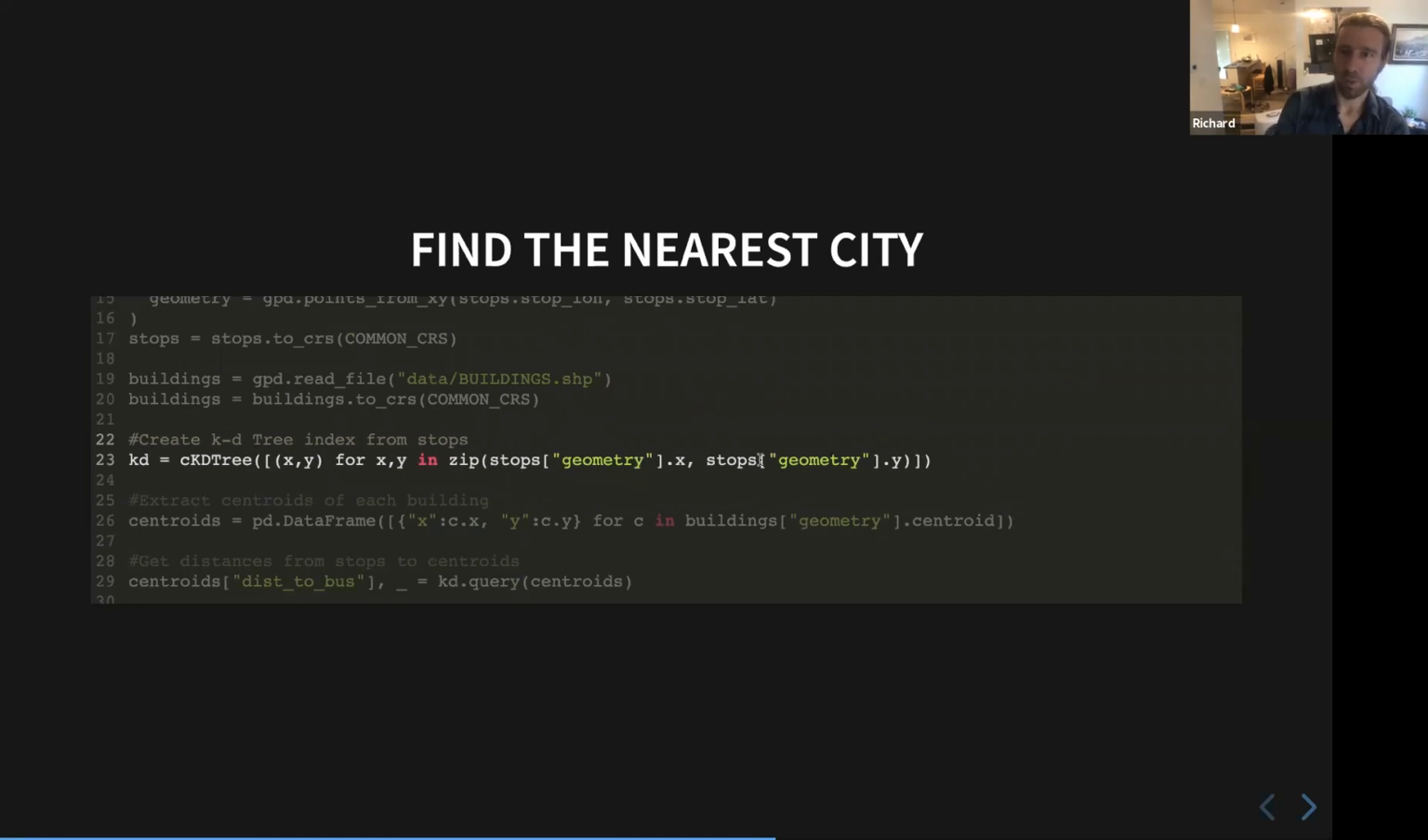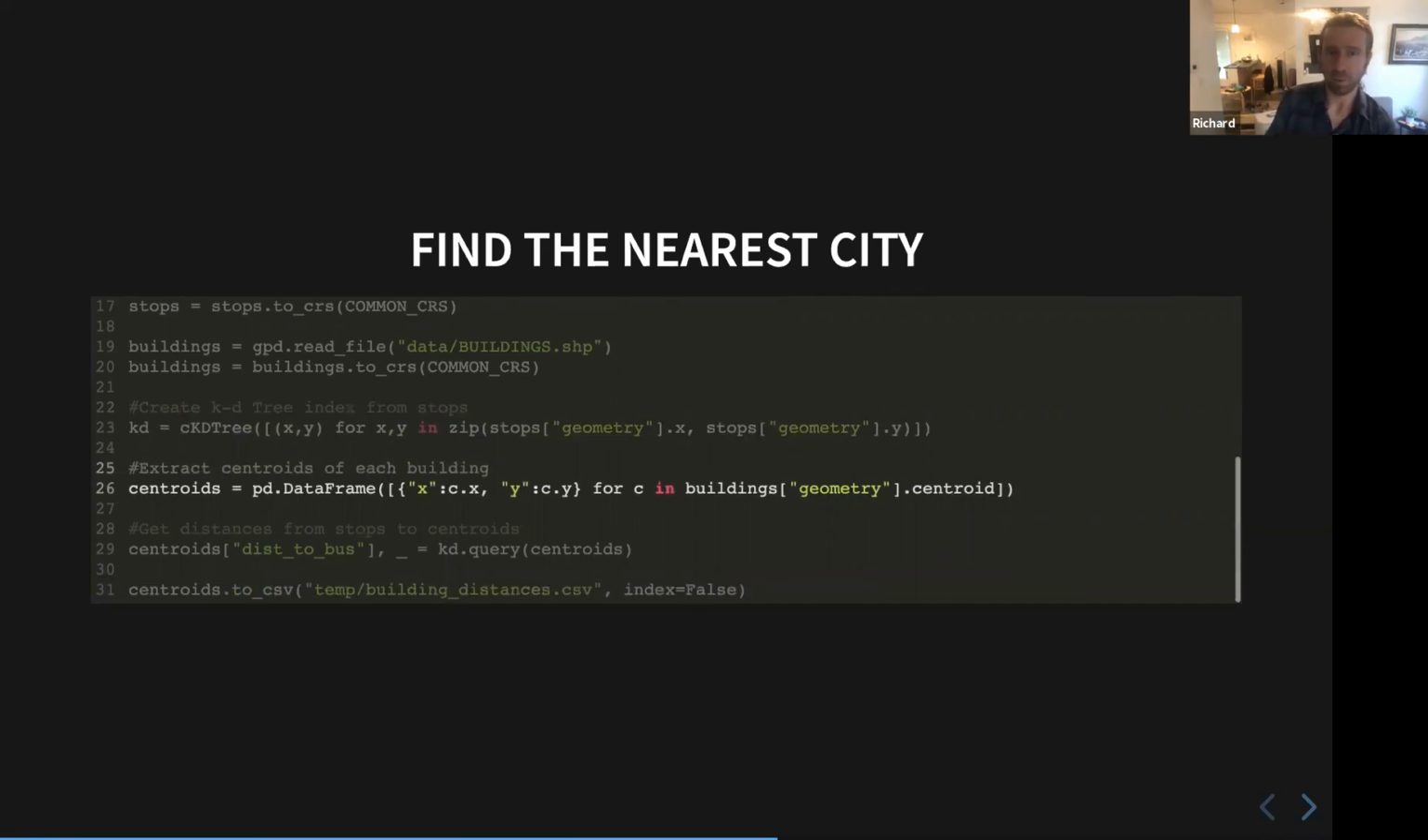Then we zip up the projected coordinates, and so now we're in a Euclidean space, of the bus stops, into this KD tree. That allows us to quickly query for a given point which stop is closest to it. Now for each building, we can find the centroid. And then notice that we're using vectorized code here. We can pass the list of all building centroids to the KD tree, and the KD tree figures out which stop is closest to each of the centroids.